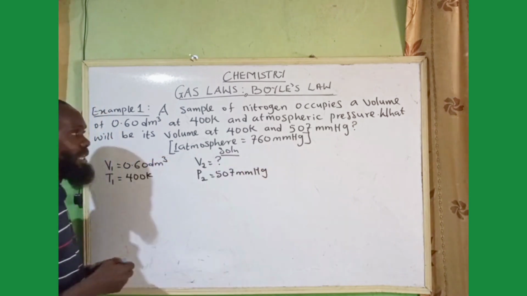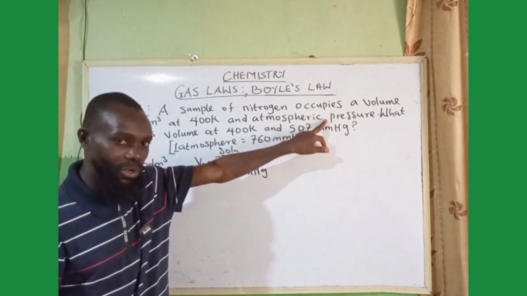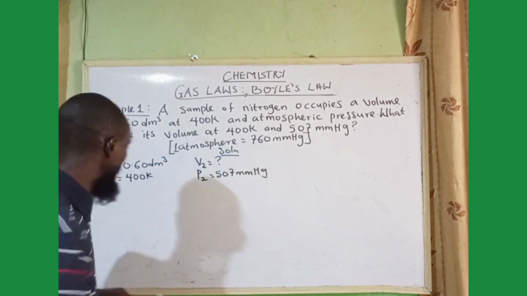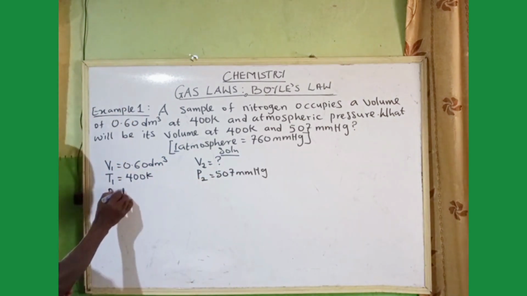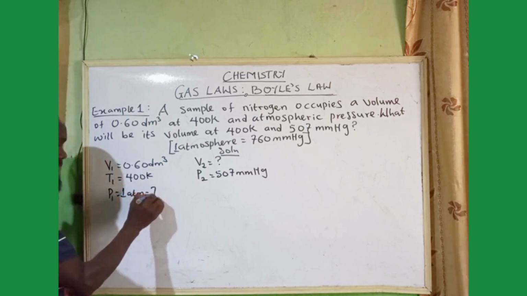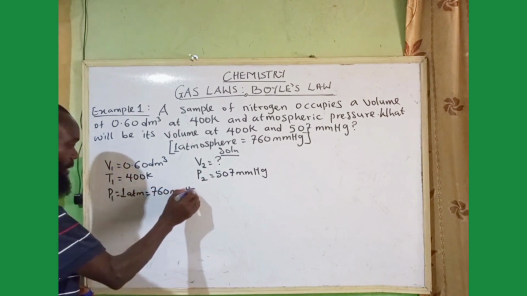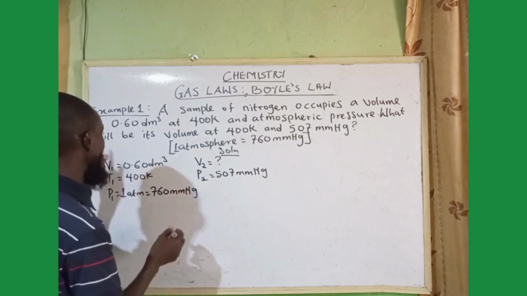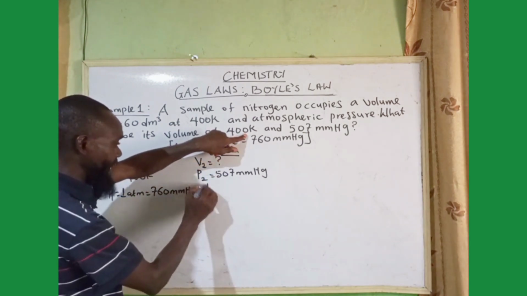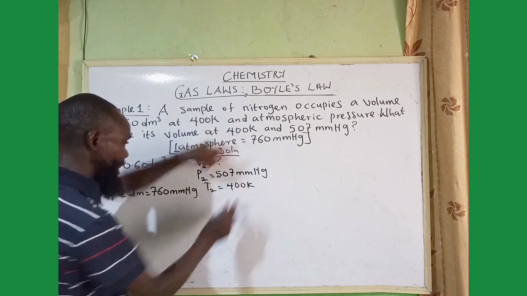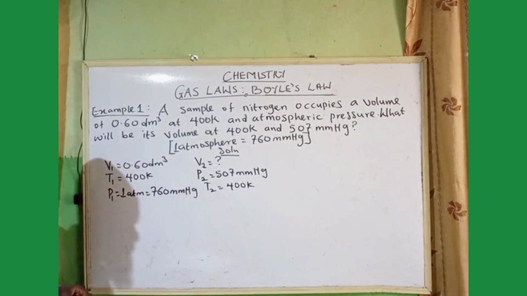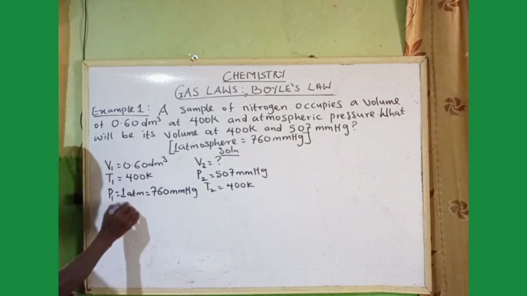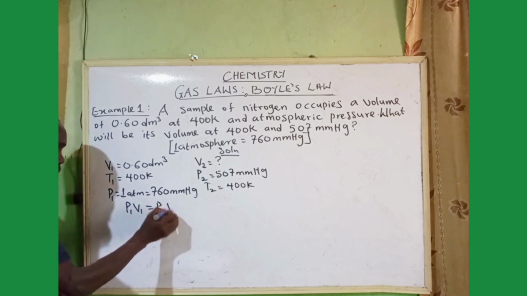If we recall, they mentioned atmospheric pressure here, and the value was not given. But here now they said 1 atmospheric pressure equals 760 millimeter of mercury, which means P1 is 1 atm, which has the value of 760 millimeter of mercury. Looking at this again, they said this second temperature here, what will be its volume at 400 Kelvin? Another temperature, 400 Kelvin. Here, the temperatures T1 and T2 are equal. When we have a constant temperature, it means Boyle's law will be applied. That is, P1 V1 equals P2 V2.